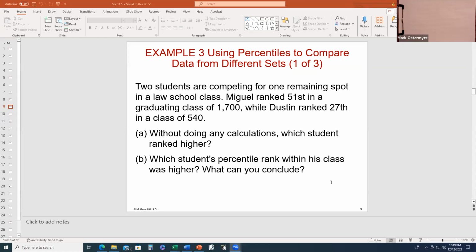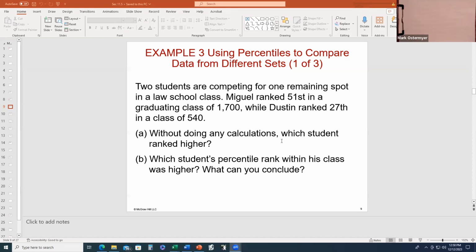You got to understand that these students came from different institutions with different class sizes. You see that? We need to take that into account. So let's not be rash in our decision here and automatically say, well, 51 is lower rank than 27th. What we got to do is level the playing field here. We need to find the percentile rank for Miguel and Dustin, and then we'll compare their percentile ranks to see who did, relatively speaking, do better.